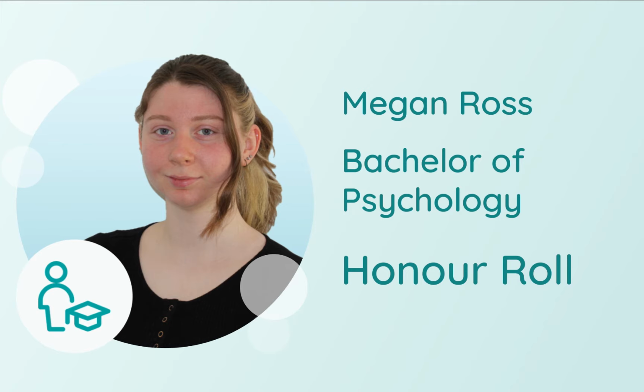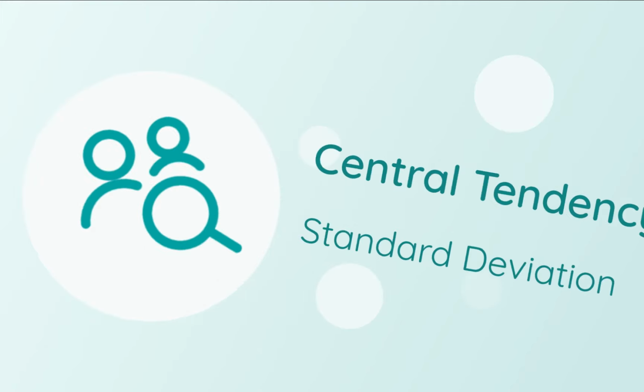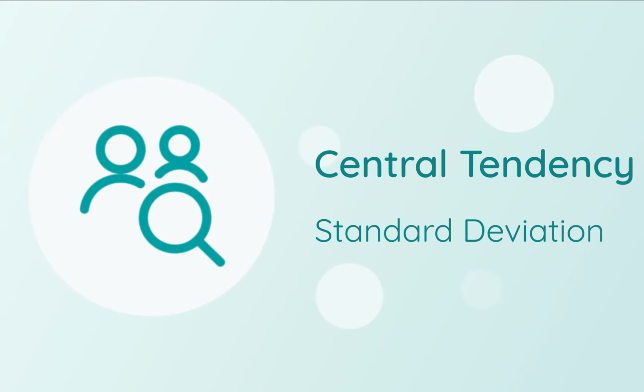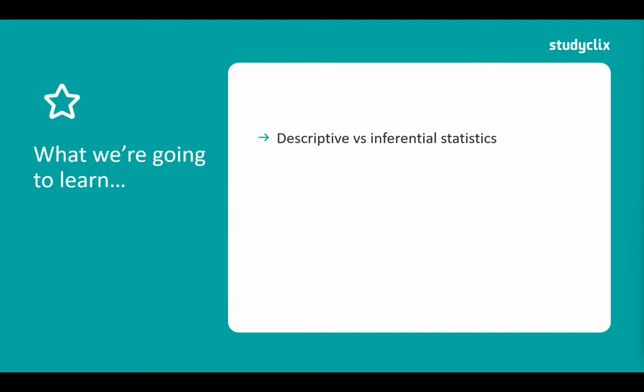I was on the VCE Honour Roll for Psychology, and today we're going to be going through some research methods, specifically measures of central tendency as well as standard deviation. So we're going to start off by having a quick recap of the difference between descriptive statistics and inferential statistics, as I think this is quite meaningful. And then we're going to move on to central measures of tendency as well as standard deviation.